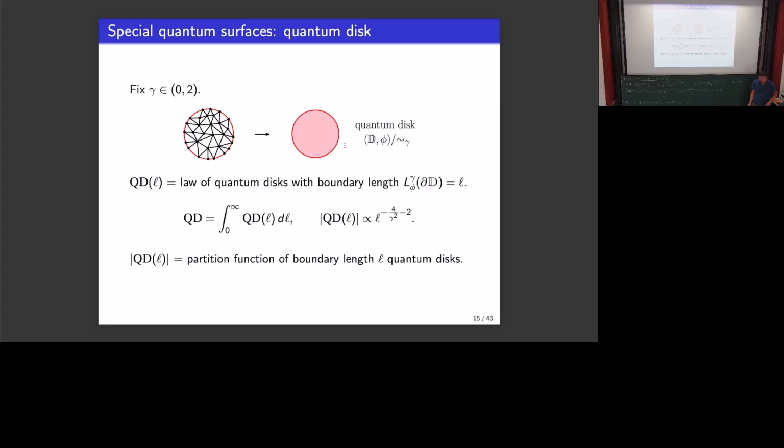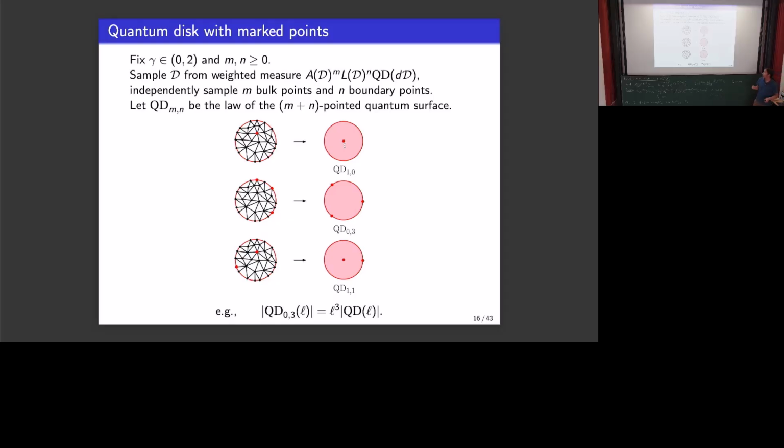So the quantum sphere was motivated as the random surface that you should get when you take the scaling limits of spherical planar maps. You can do the same thing with the disk, and we can talk about this with a particular boundary length L. So QD here stands for quantum disk. You can modify this object by adding marked points to it. You can weight by the total area and add a marked bulk point. You can weight by the total boundary length and add a boundary point, and so on and so forth. So this QD_{1,1} corresponds to the scaling limit of a random planar map with a disk topology with a distinguished bulk and a distinguished boundary point.